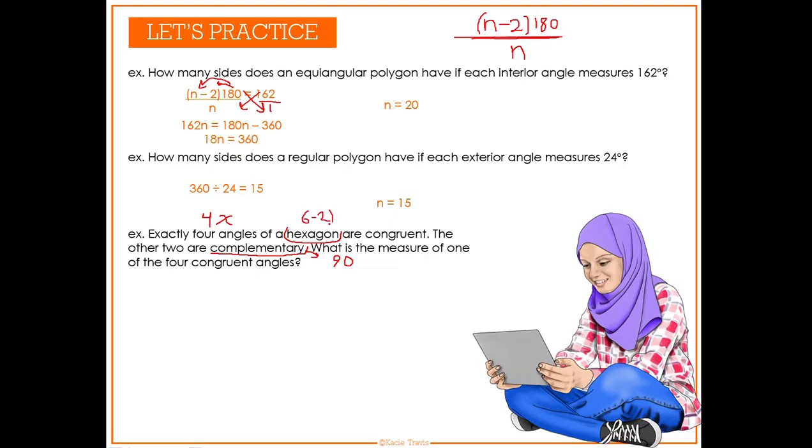We got 6 minus 2, which is 4. And 4 times 180 gives us 720. So we know all this. These two, this 4x and the 90, give us 720 at the end. So let's go ahead and solve it. We have 4x plus 90 is equal to 720. I move that 90 to the other side and I divide with that 4 and I get 157.5.